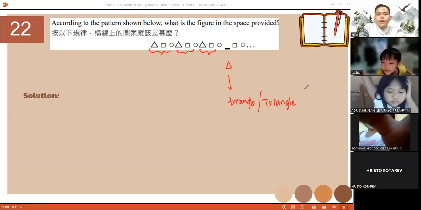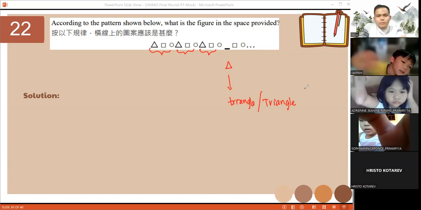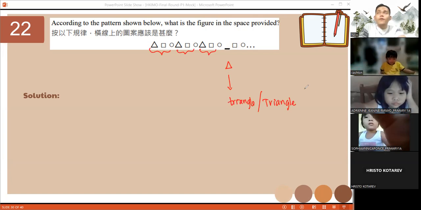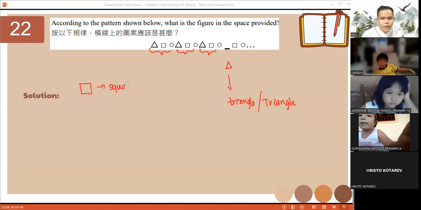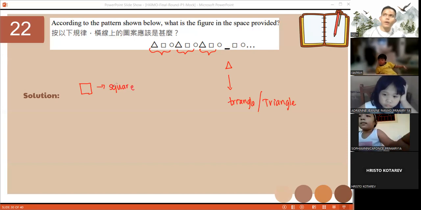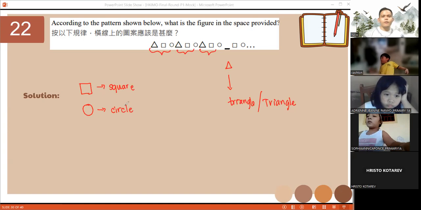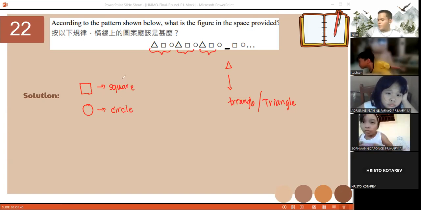So you need to also be very careful with the spelling. Okay? So when it comes to spelling, this is triangle. This one is a square, S-Q-U-A-R-E, square. Okay? This one naman is circle, C-I-R-C-L-E. Okay? Take note of the spelling. Don't forget about this one.